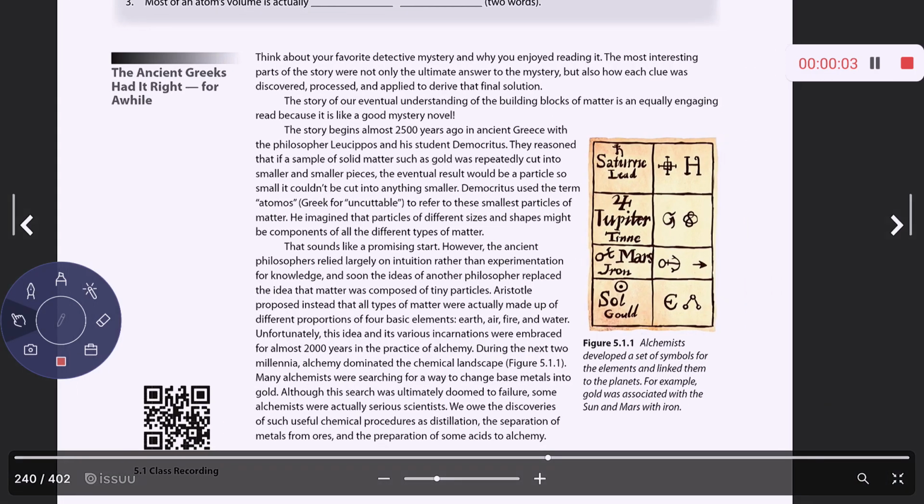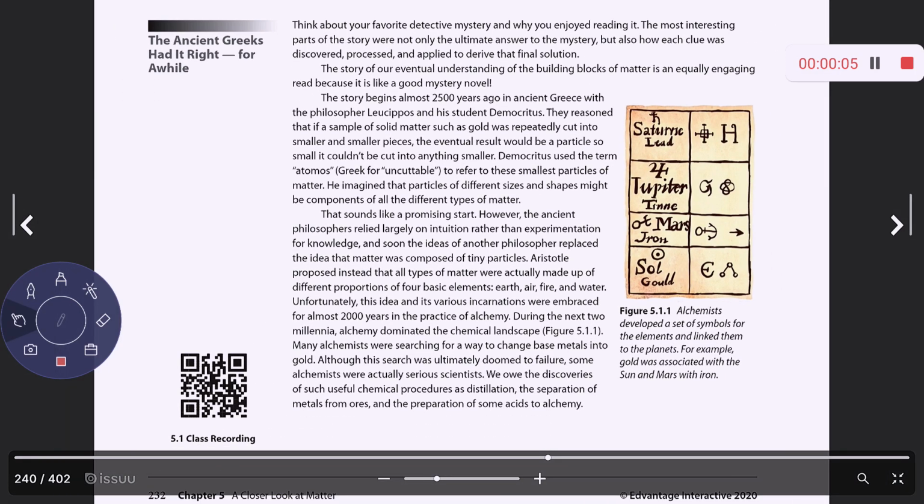Okay, so section 5.1 is really just about the history of the atom and the different parts of the atom. About 2,500 years ago in ancient Greece, there were a couple of philosophers that were reasoning that if you keep cutting a piece of matter over and over until you get to the smallest part that you can't cut any further, that would be known as atomos, which is Greek for uncuttable, and this is Democritus who used the term. So this is where we got the word atom for the smallest particle of matter.